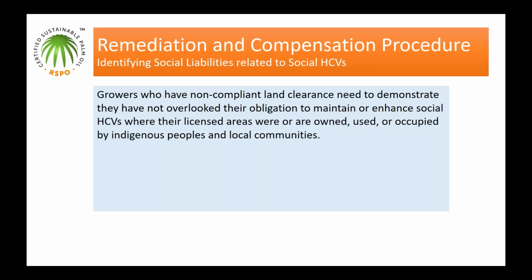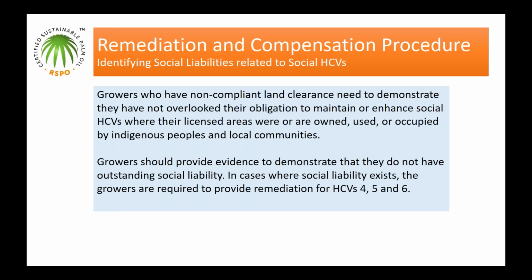For identification of social liability related to social HCV, growers who reported non-compliant land clearance will also need to demonstrate that they have not overlooked their obligation to maintain and enhance social HCV. And evidence such as the EIA, FPIC, or participatory mapping will be needed to ensure that growers have checked for any potential social liability in that unit.